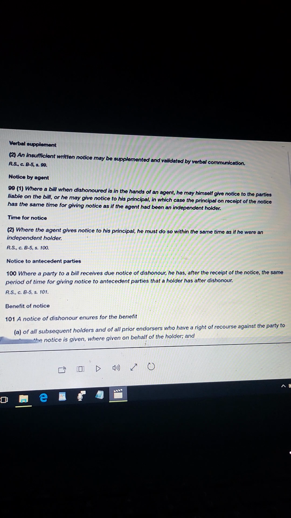Notice by agent, 99. 1. Where a bill, when dishonored, is in the hands of an agent, he may himself give notice to the parties liable on the bill, or he may give notice to his principal, in which case the principal, on receipt of the notice, has the same time for giving notice as if the agent had been an independent holder. Time for notice. 2. Where the agent gives notice to his principal, he must do so within the same time as if he were an independent holder.